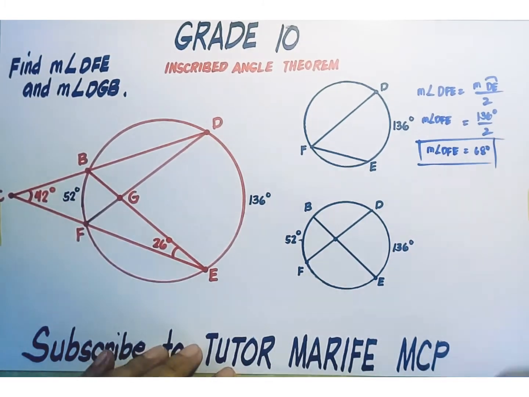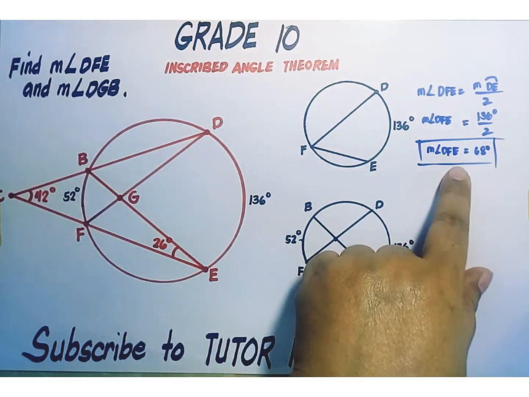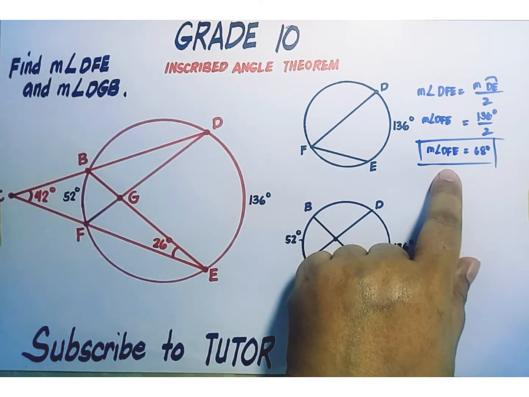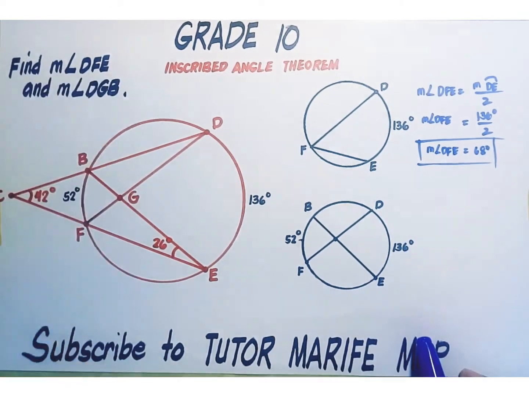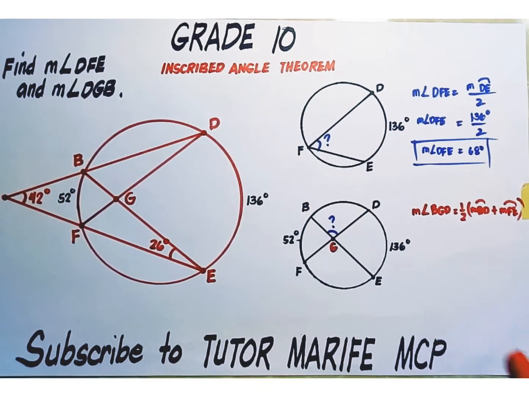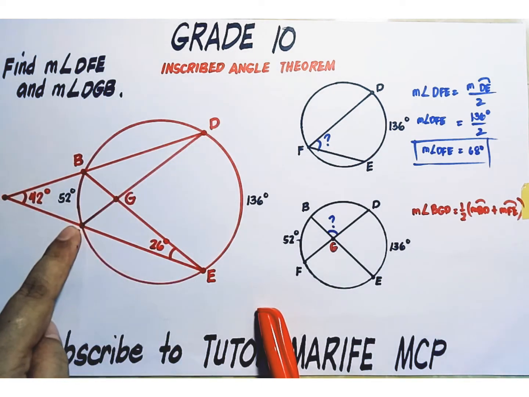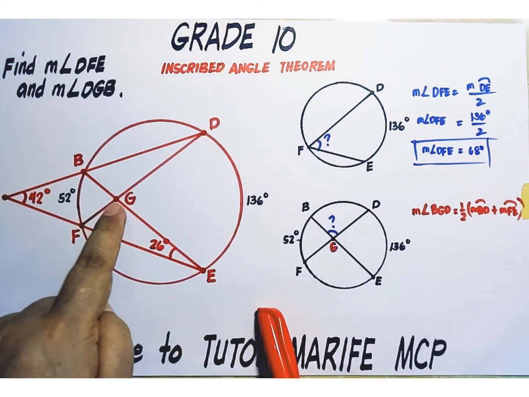Therefore, measure of angle DFE is equal to 68 degrees. We have solved one of the two indicated angles. For the final part of our solution, we are going to consider two chords intersecting inside a circle. Refer back to the given figure. We have chords BE and DF intersecting at a point inside the circle, at point G.